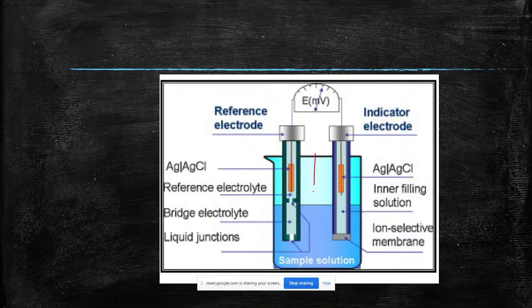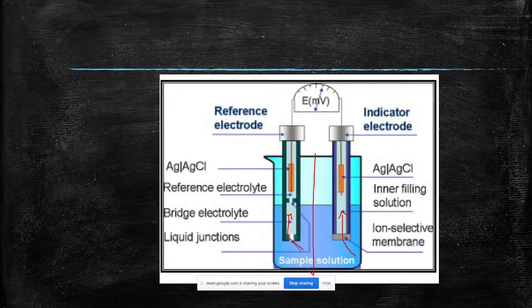Reference electrode, here standard solution goes in. So we know the concentration of the ion that is going inside. Indicator electrode, we don't know how many ions are going inside. So we need to find out the concentration of ions here by comparing it with the electrode potential of the reference electrode.